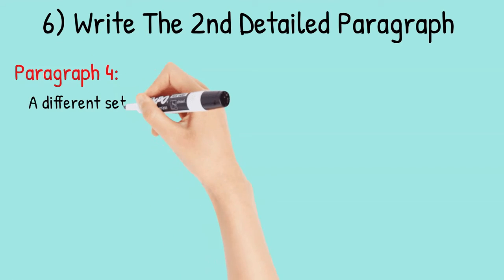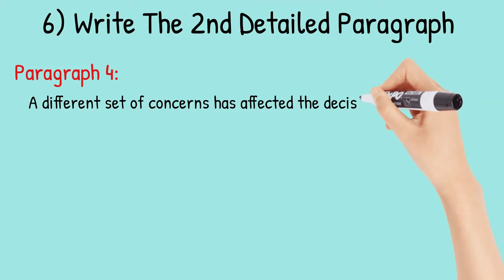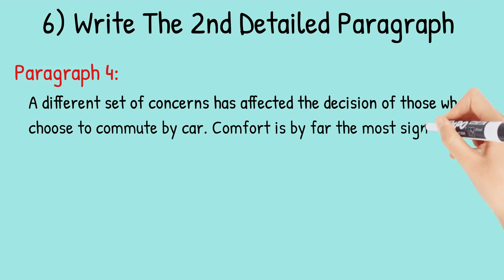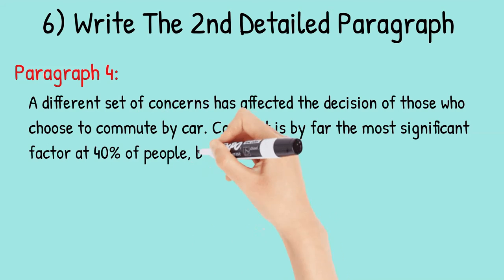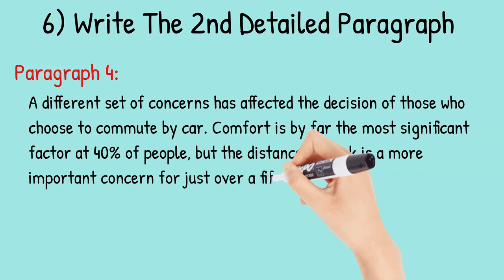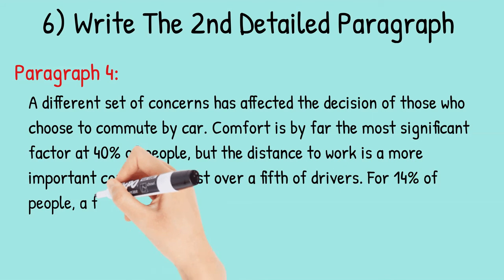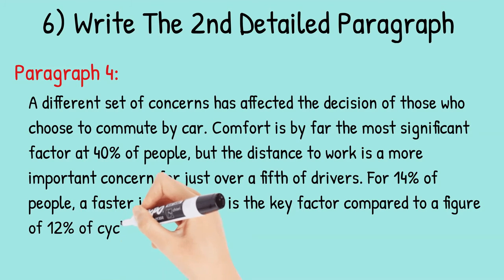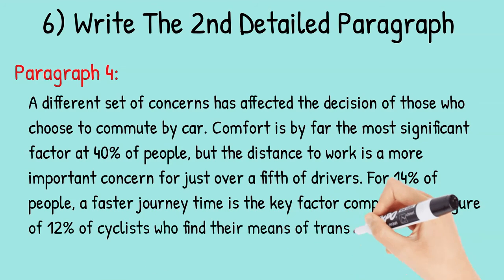A different set of concerns has affected the decision of those who choose to commute by car. Comfort is by far the most significant factor at 40% of people, but the distance to work is a more important concern for just over a fifth of drivers. For 14% of people, a faster journey time is a key factor compared to a figure of 12% of cyclists who find their means of transport quicker.